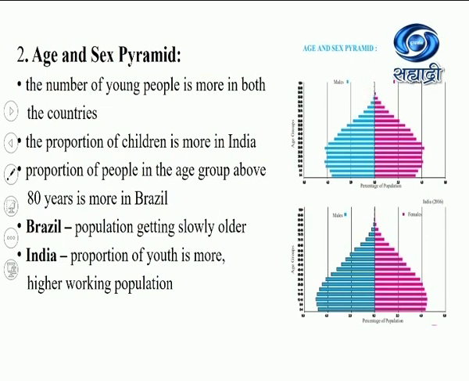So we can conclude that in Brazil the population is slowly getting older because the number of old people is more, and in India the proportion of youth is more. You can see the base is very broad and the middle age group is also broader. So the proportion of youth is more and hence a higher working population is found in India.